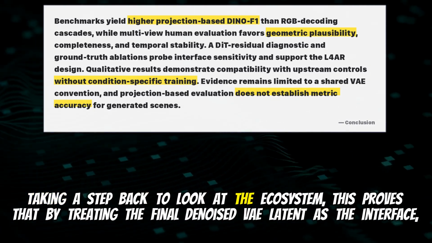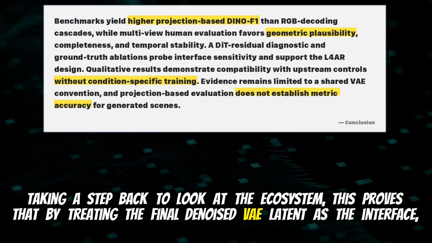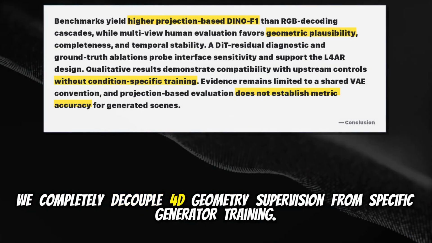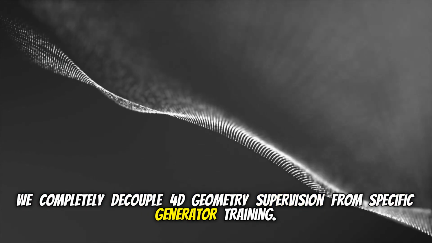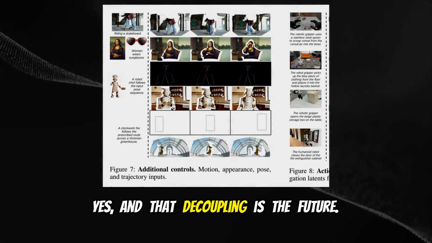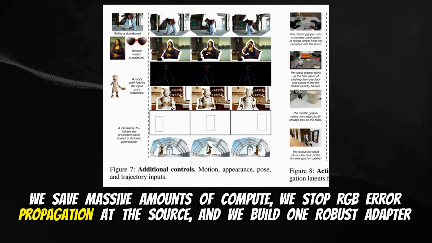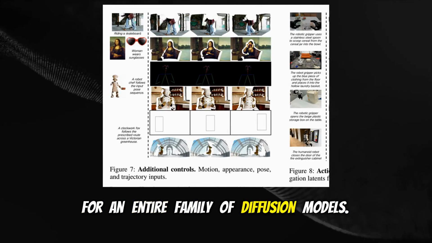Taking a step back to look at the ecosystem, this proves that by treating the final denoised VAE latent as the interface, we completely decouple 4D geometry supervision from specific generator training. Yes, and that decoupling is the future. We save massive amounts of compute, we stop RGB error propagation at the source, and we build one robust adapter for an entire family of diffusion models.